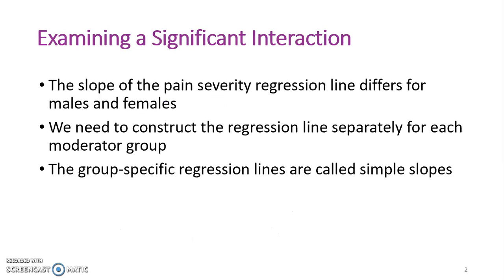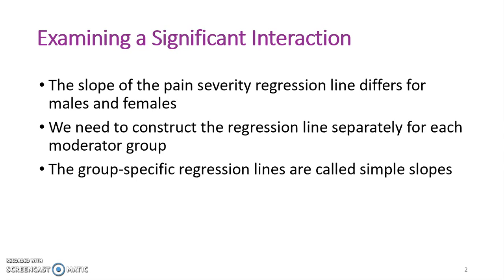So at this point, we've been working with the pain data and we have looked at the results from the regression, and we've seen that the omnibus F is significant and that the test for the interaction coefficient is also significant. So this indicates to us that the slope of the pain severity regression lines differs for males and for females. But just looking at the interaction coefficient, we can't necessarily tell how it differs.